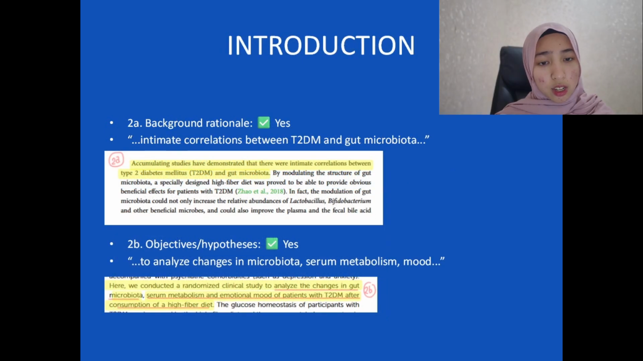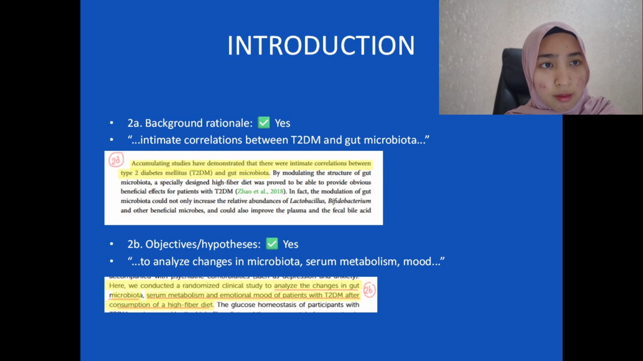Then we're going to the second part, the introduction, items 2A and 2B. 2A calls for scientific background and rationale. In this article, the authors explained the connection between gut microbiota and type 2 diabetes. Item 2B asks for a clear objective. In this article, there is a quote: it's to analyze the change in gut microbiota, serum metabolism, and emotional mood. This is clearly stated in the introduction.